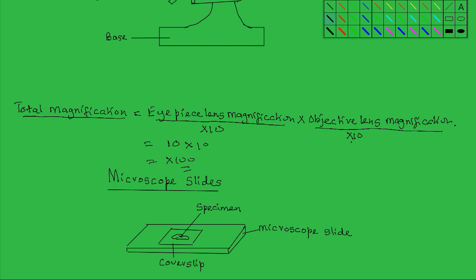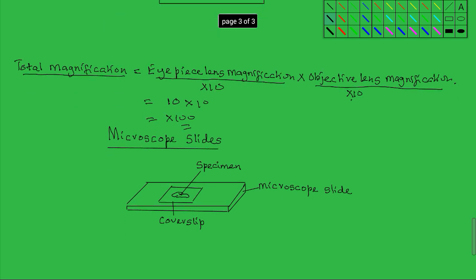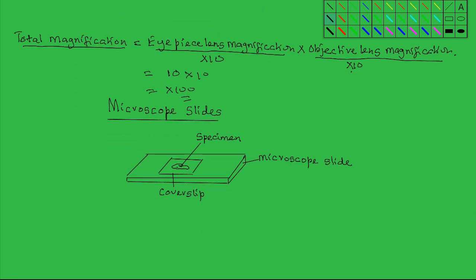image of the object. Now, the specimen that is under observation is not placed directly on the stage, but instead microscope slides are used. These are thin, rectangular, transparent glasses onto which the specimen to be viewed is placed and then mounted on the stage of the microscope. So this is a microscope slide.